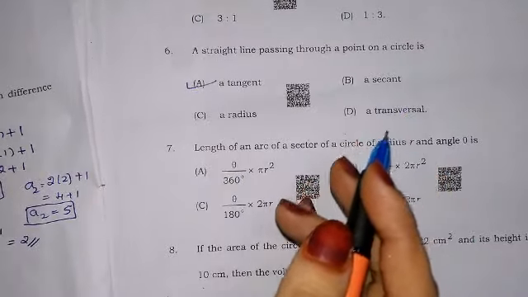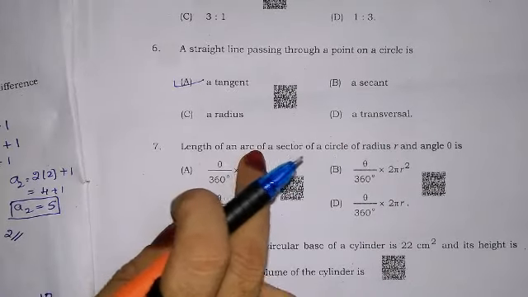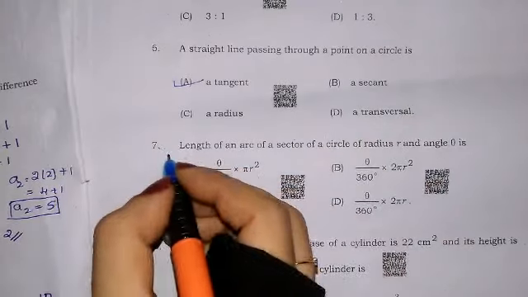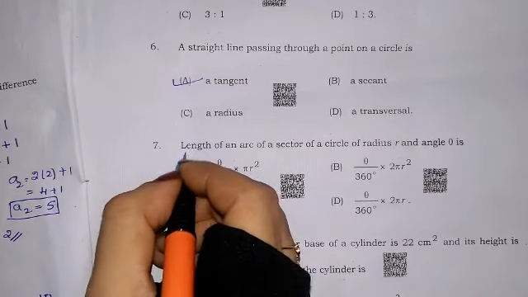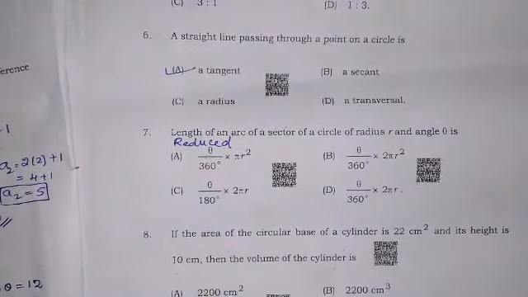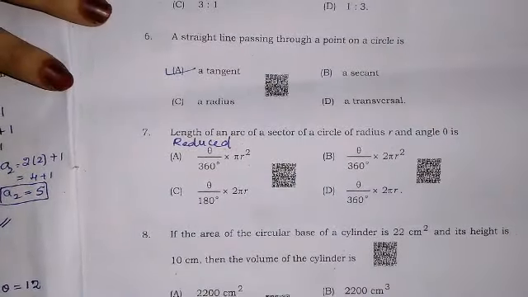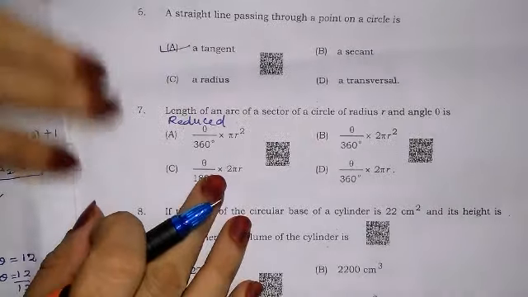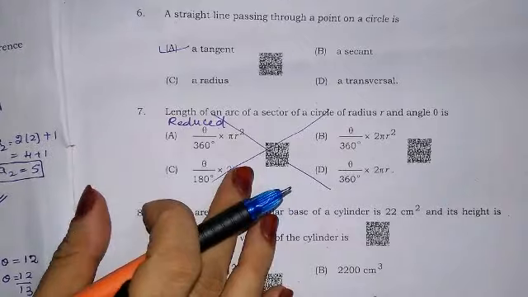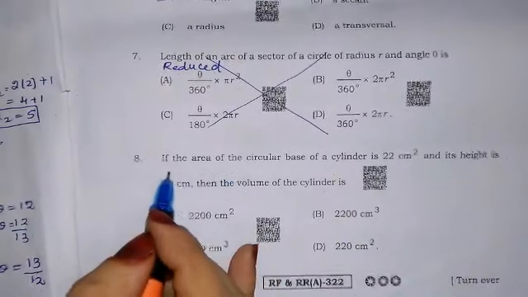Let us see the seventh question. Length of an arc of a sector of a circle of radius. This is from areas related to circles, which is reduced for this year. So this question is from areas related to circles, which is reduced for this year, and this is last year's question paper.